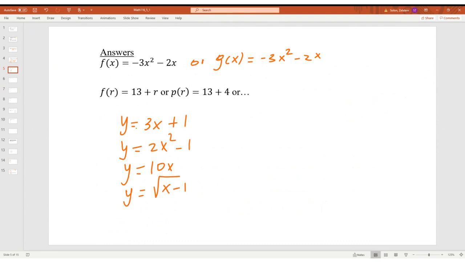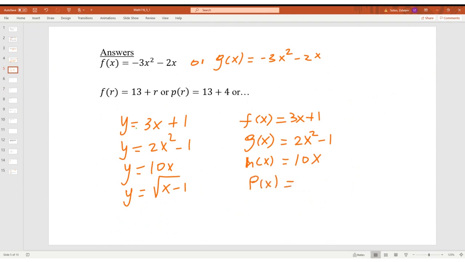If I have f of x equals 3x plus 1, because I have multiple variables, I'll change it into g of x. For the second one, 2x squared minus 1, let me change this into h of x equals 10x. And let's say p of x equals square root of x minus 1.